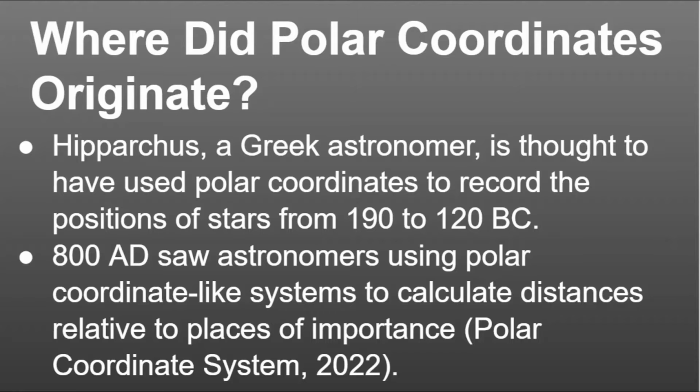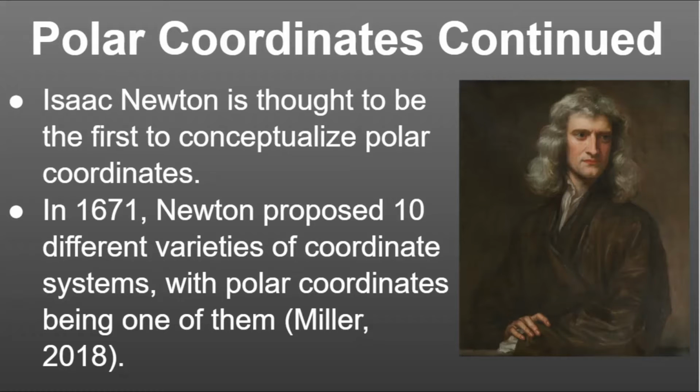So coming into the modern day of math and physics, Isaac Newton is thought to be one of the first people to truly conceptualize and write down the system of polar coordinates. And in 1671, he proposed 10 different varieties of coordinate systems, and polar coordinates were one of those systems.